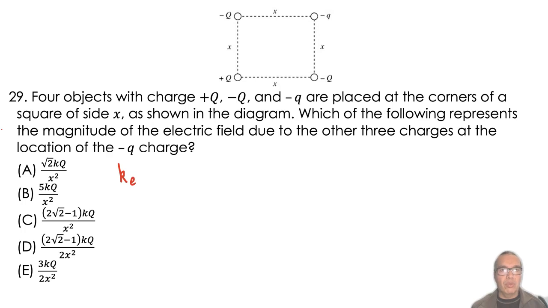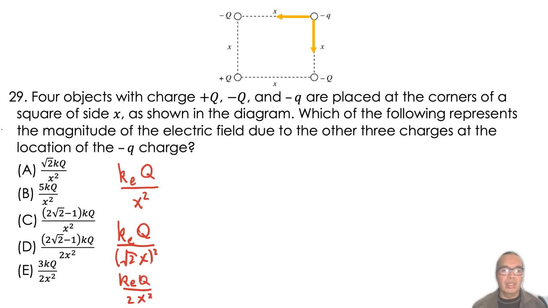According to the version of Coulomb's law for electric field, the field vector due to each of the negative charges has a magnitude of kQ over x squared. One of the vectors is directed to the left and the other is directed down. On the other hand, the field due to the positive charge has a magnitude of kQ over the square root of 2x squared, which is equal to kQ over 2x squared.